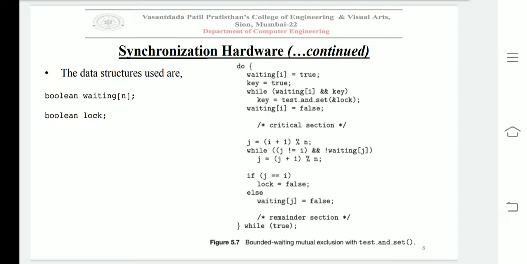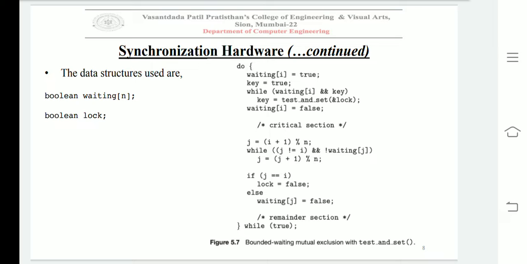The variable waiting[i] can become false only if another process leaves its critical section. Only one waiting[i] is set to false. This maintains the mutual exclusion requirement. Now I am proceeding with the progress requirement. The arguments in the mutual exclusion are also used here. Since a process exiting the critical section either sets the lock to false or sets waiting[j] to false, both allow a waiting process to enter its critical section.